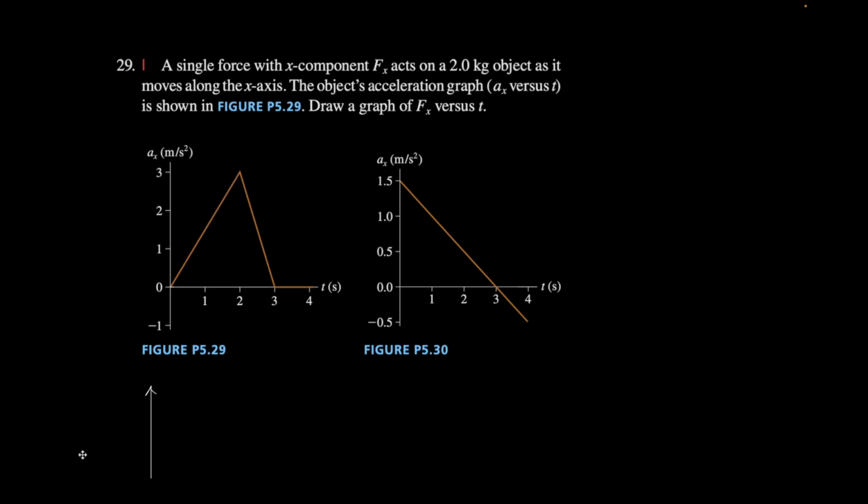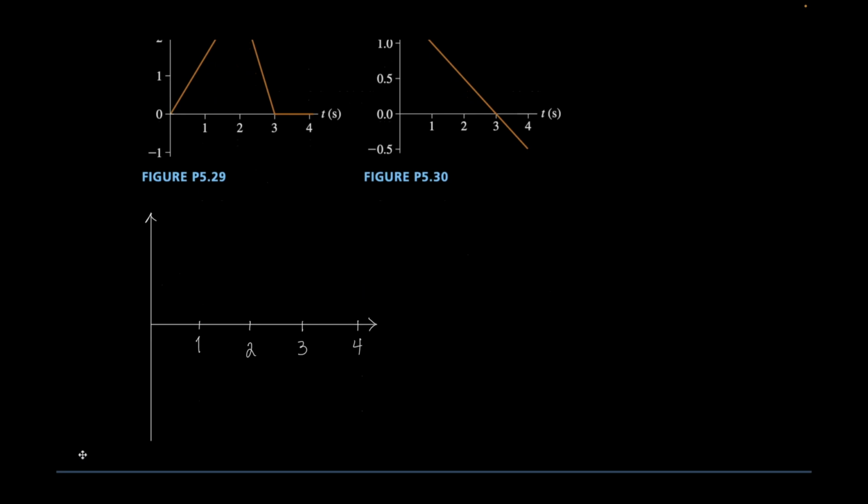In 2 seconds, acceleration grew from 0 to 3 meters per second squared. And then within the next second, it dropped back to 0. And from 3 to 4 seconds, we have 0 acceleration. So the easiest part, because they want us to translate into a graph Fx versus t. So I prepared this, so this will be our Fx in newtons and time in seconds.